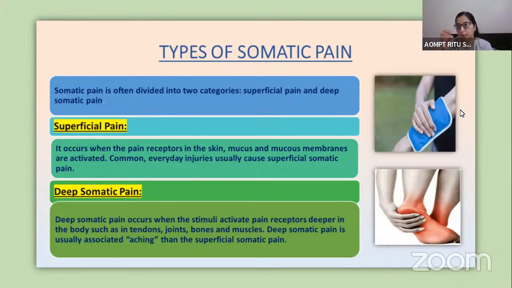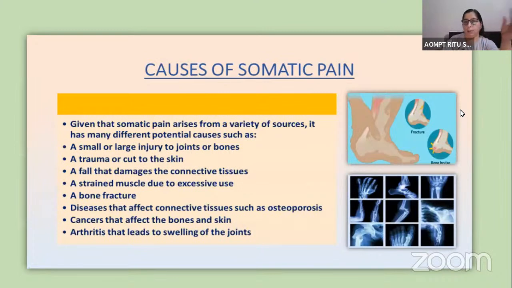Because we know that the first order neurons have fibers, some of which, like the C fibers, carry low pain, and the A delta fibers, when stimulated, give a high pain. This kind of situation we see in superficial pain versus deep somatic pain. There are some causes of somatic pain, such as bone fracture, muscle fall, connective tissue damage, trauma of cut or skin, or arthritis that leads to swelling of the joint. So these are the causes of somatic pain.